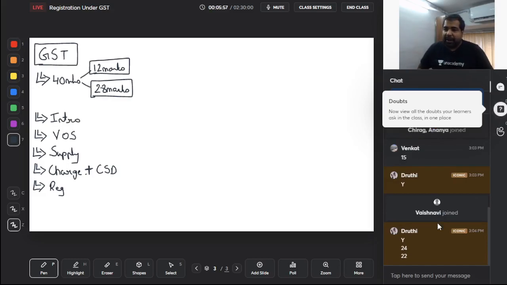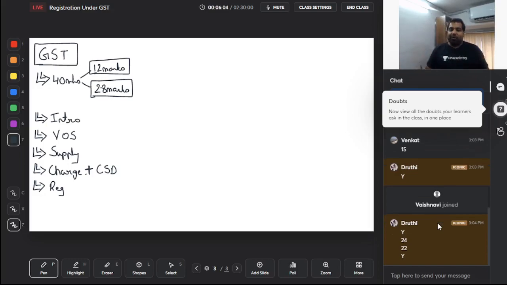How does a CTP or NRTP register? Can you amend the registration? Can the registration be cancelled? And can you revoke the cancellation? All of that we saw in a chapter called registration.